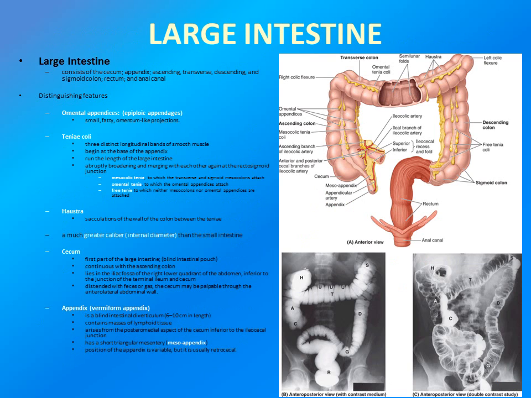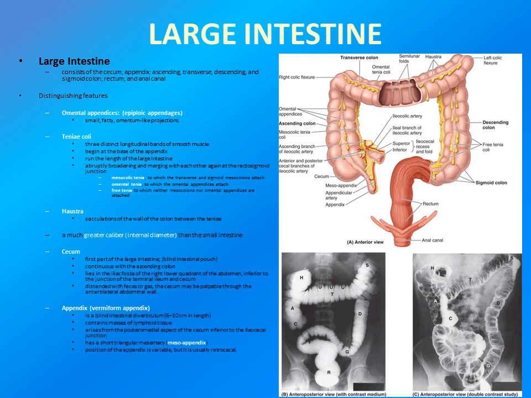The next part of the gut tube is the large intestine, and it consists of the cecum with its vermiform appendix, the ascending colon, the hepatic or right colic flexure, the transverse colon, which can have a variable position, the left colic or splenic flexure, the descending colon, the sigmoid colon, and the rectum with the anal canal. It has several distinguishing features, including epiploic appendages. These are also known as omental appendages.